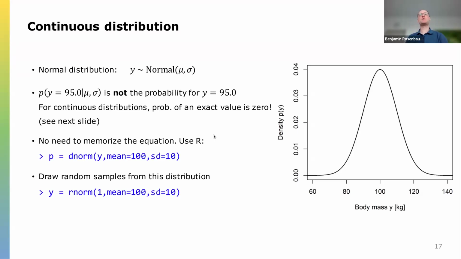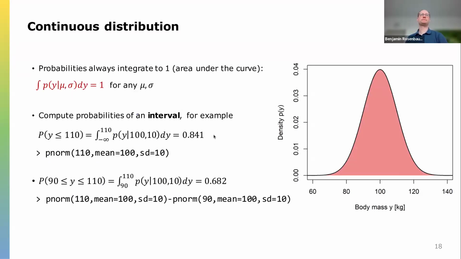However, we can assign probabilities to intervals. So first, the property here is that the probabilities integrate to 1. In the discrete case, the probabilities summed up to 1, but here they integrate to 1, which means that the area under the curve, which is what is defined by an integral, is equal to 1. And then with this area, we can calculate probabilities.